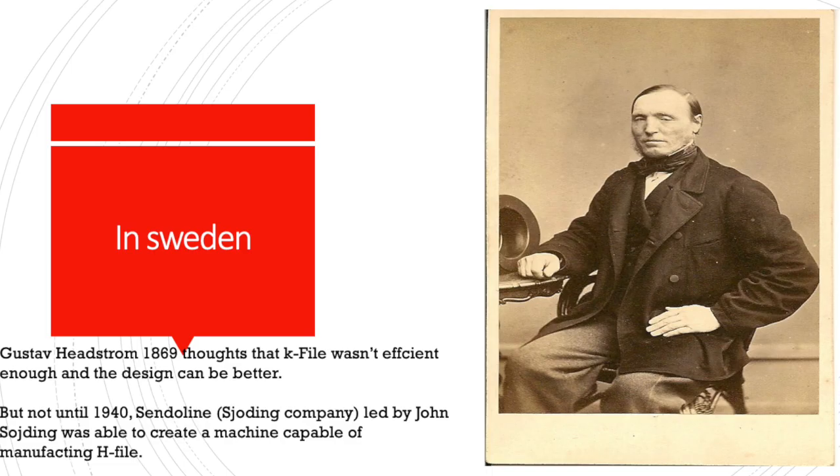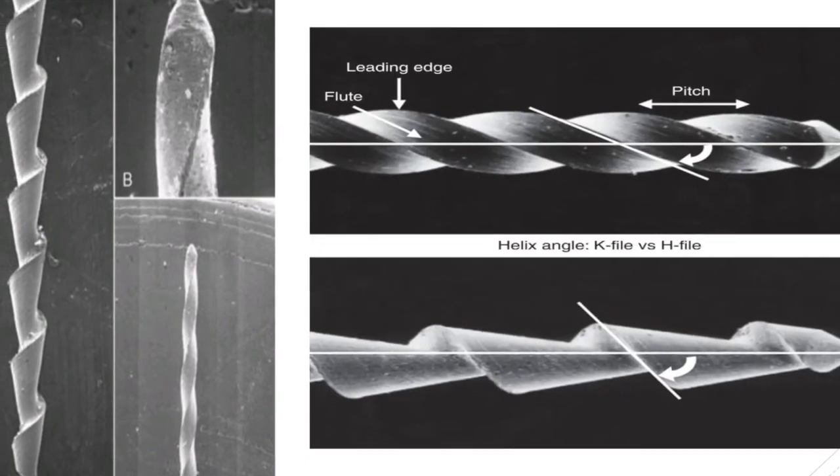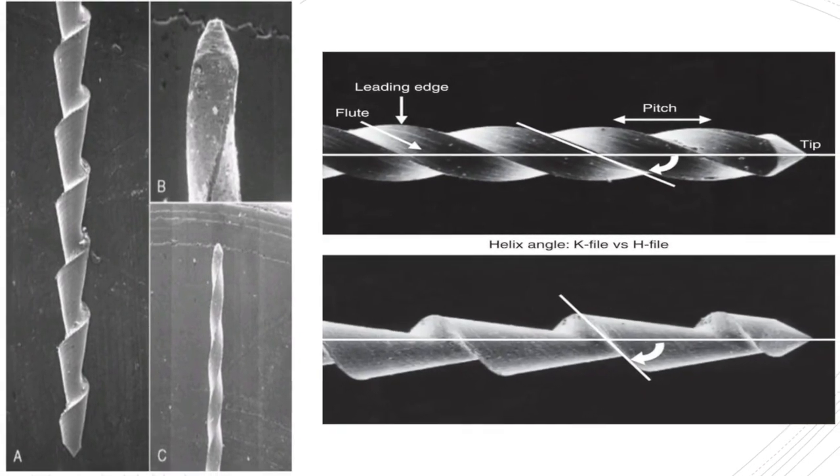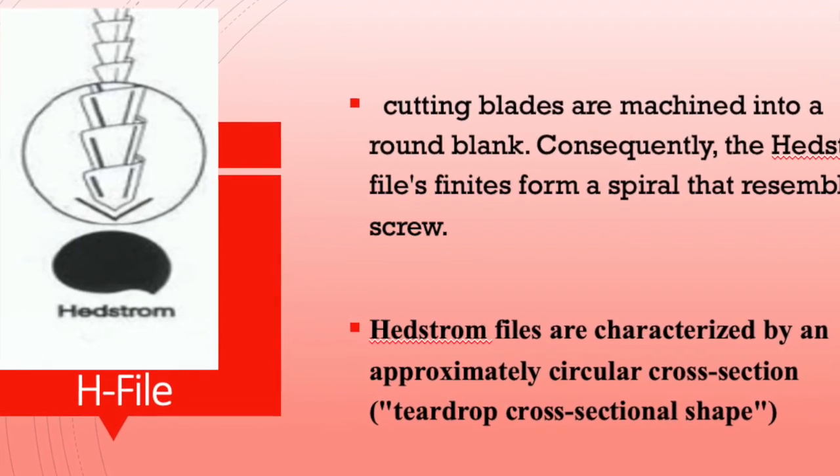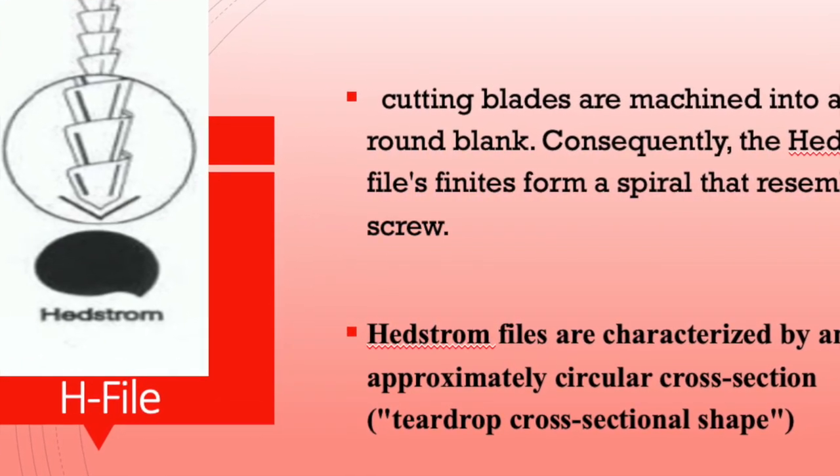In Sweden, Gustav Hedström, in 1869, thought the K-file wasn't efficient enough and the design could be better, but it was not until 1940 that the Sendoline Company was able to create a machine capable of manufacturing the H-file.